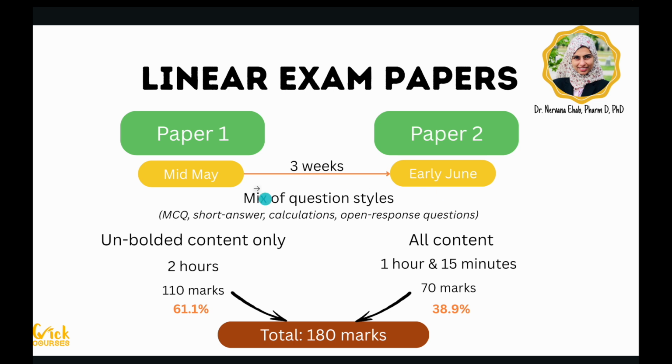There's no difference in the topics at all, but the way you take the exam is a little bit different. So paper 1 is usually in mid-May, and paper 2 is usually early June, and you have about 3 weeks in between. And each exam is just a mix of question styles. Some of them are multiple choice, which gives you 4 possible answers, and you choose one of them to be the correct one. There are short answers, there are longer answers, something called open response questions, which are usually several marks, like 5 or 6 marks. There are, of course, calculation questions. So it's a mix of questions.